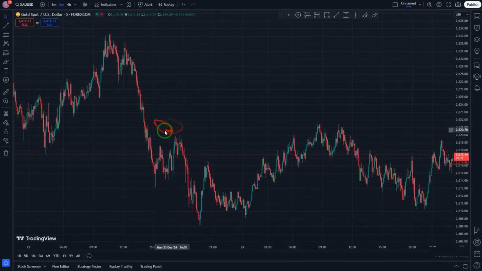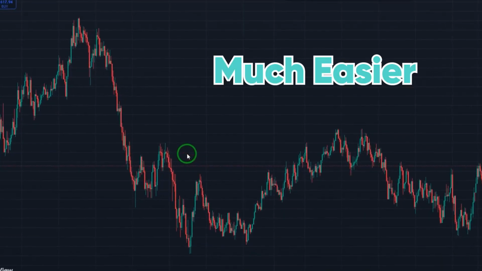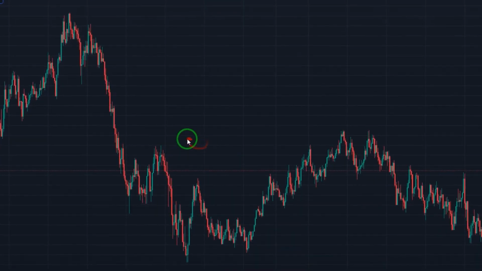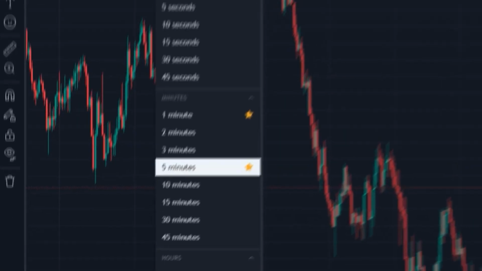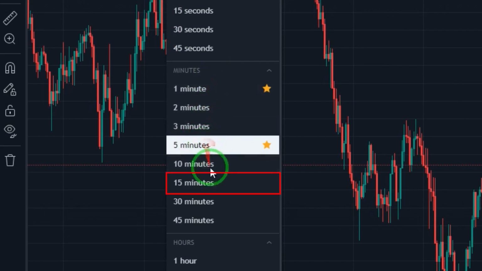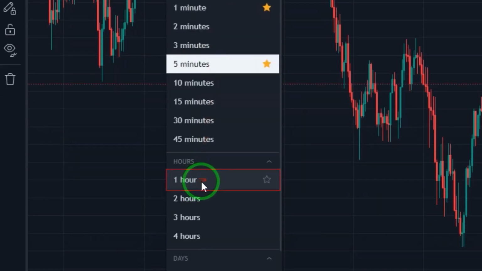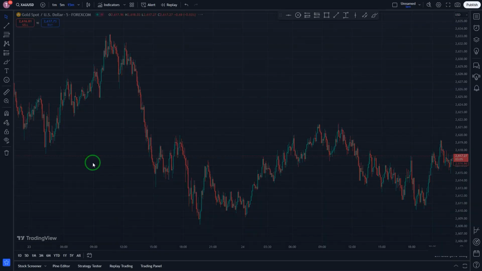This tool may seem a little complex at first, but rest assured, using it is much easier than you think. So stay with me. To get started, open your chart and assume you are analyzing the gold chart. Then you need to choose a time frame. You can use time frames like 1 minute, 5 minutes, 15 minutes, or even 1 hour. Personally, I prefer the 15-minute time frame, but feel free to experiment with different time frames to see what works best for you.